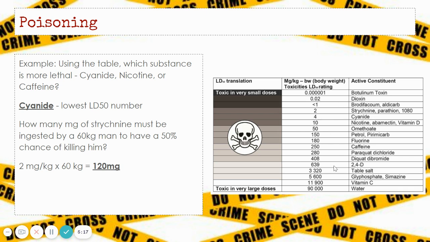We can also use these numbers to quantify the amount that you would have to give to a person based on their body weight. So it says how many milligrams of strychnine. Strychnine is the chemical in rat poison. How many milligrams of strychnine must be ingested by a 60-kilogram man to have a 50% chance of killing him? So remember, this number represents milligrams per kilogram. So to figure out how much we need, we're going to take the LD50 number and multiply it by the body weight. So the LD50 for strychnine right here is 2. So I need 2 milligrams for each kilogram. This person weighs 60 kilograms, so I'm going to multiply 2 times 60. I would need to give 120 milligrams of strychnine to have a 50% chance of killing that person.